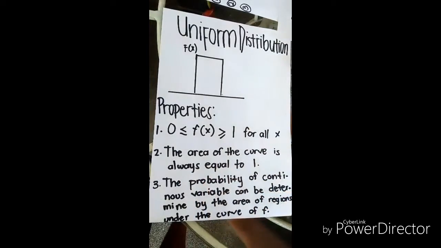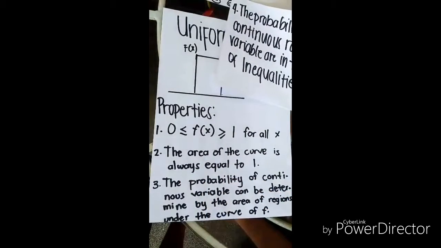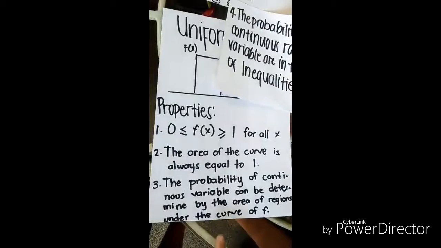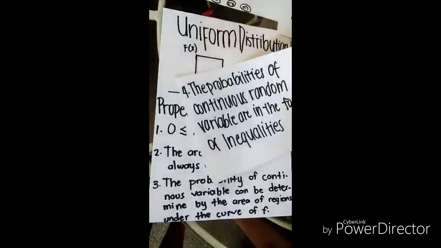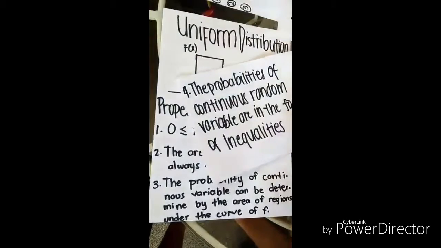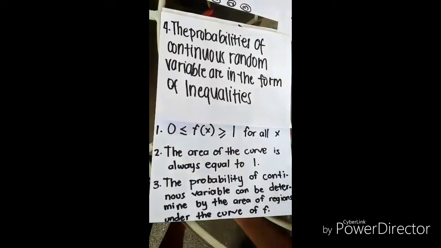Property number 3: the probability of a continuous variable can be determined by the area of regions under the curve of f. And lastly, the probabilities of a continuous random variable are in the form of inequalities. That's it.